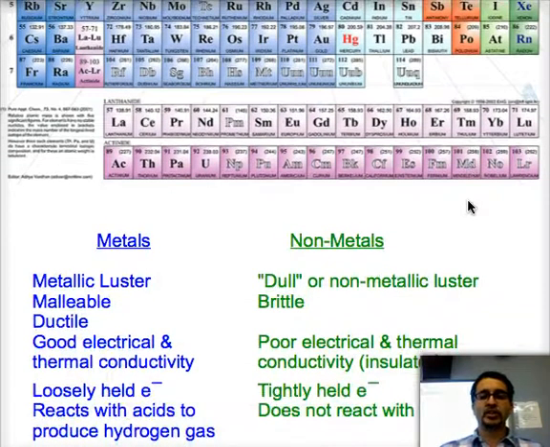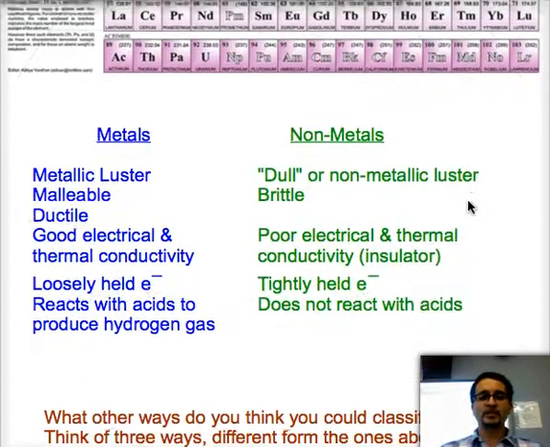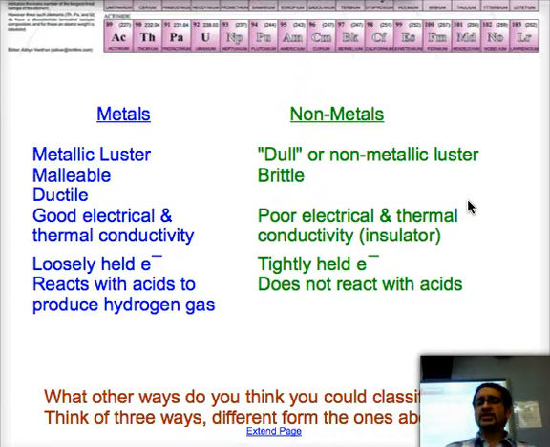And so let's look at what are the properties of metals. Metals have metallic luster. You've seen that. They are malleable, meaning that you can actually pound them and bend them into sheets. They're ductile. Ductile means that you can pull them into long wires. They're excellent electrical conductors, and they conduct heat very well, so they're thermal conductors. And the reason why they can do all of these things is that they have loosely held electrons. The loosely held electrons are going to allow all of the above properties.